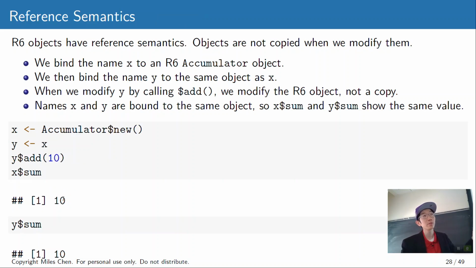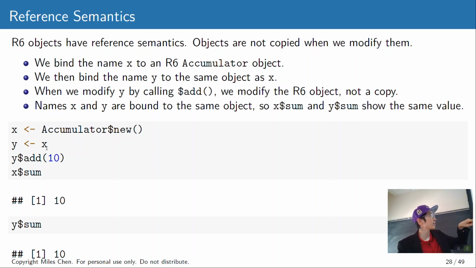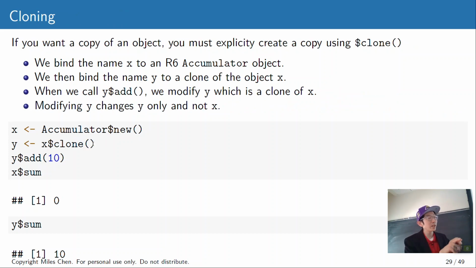Over here, we don't have this copy on modify business, and so changing Y is the same thing as changing X. If you want Y to be separate from X, right? So if we do this, Y is the same thing as X. If we want Y to be a copy of X, then we use the clone method, all right? All R6 objects, whenever you create a new R6 class, will always come with the method clone. And this allows you to create copies of objects so that they will be separate things.